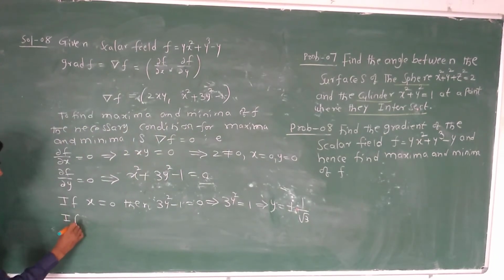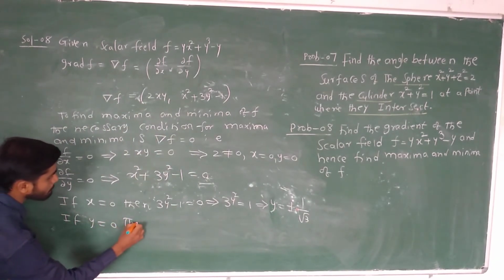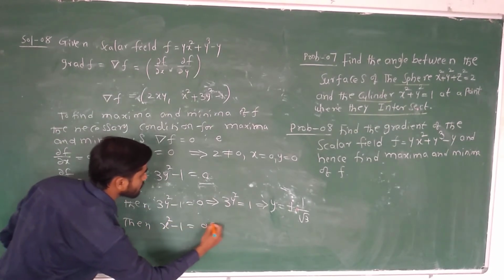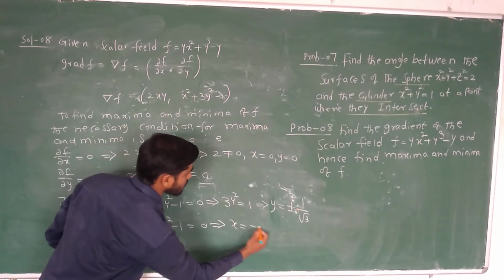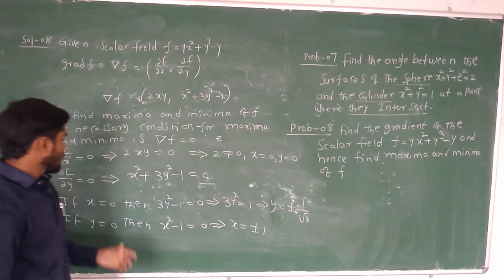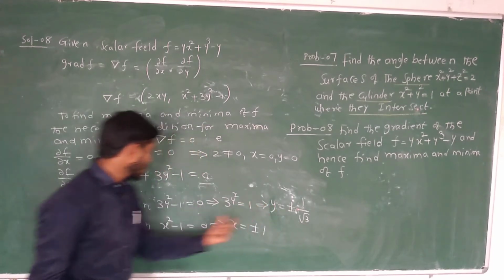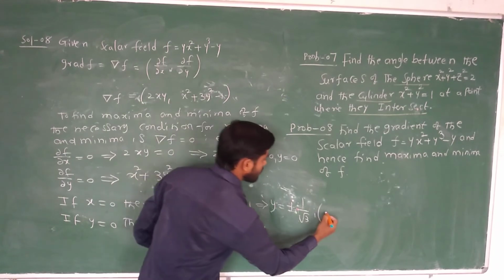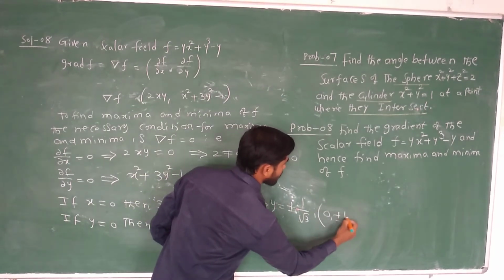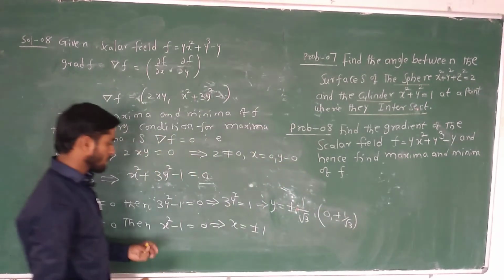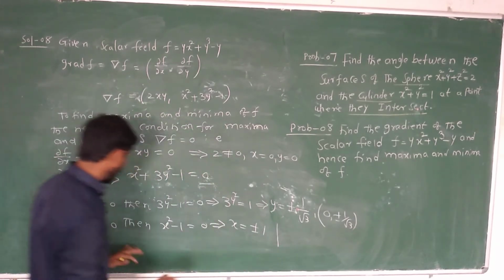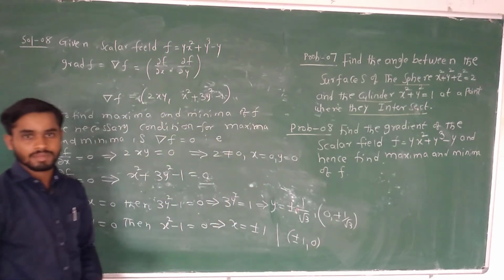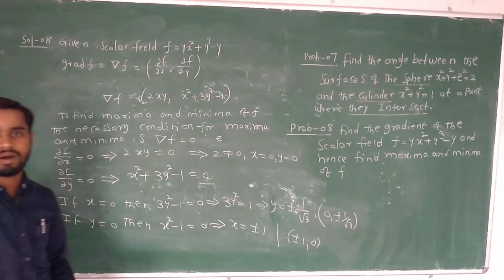Similarly, if y is equals to 0, then if you substitute y equal to 0 here, you will get x square minus 1 equal to 0, implies x is equal to plus or minus 1. As x equal to 0, you are getting this one. As y equal to 0 means you are getting this one. Therefore, the points here are 0 comma plus or minus 1 by root 3, and plus or minus 1 comma 0. Now you got the points for maxima and minima of f.